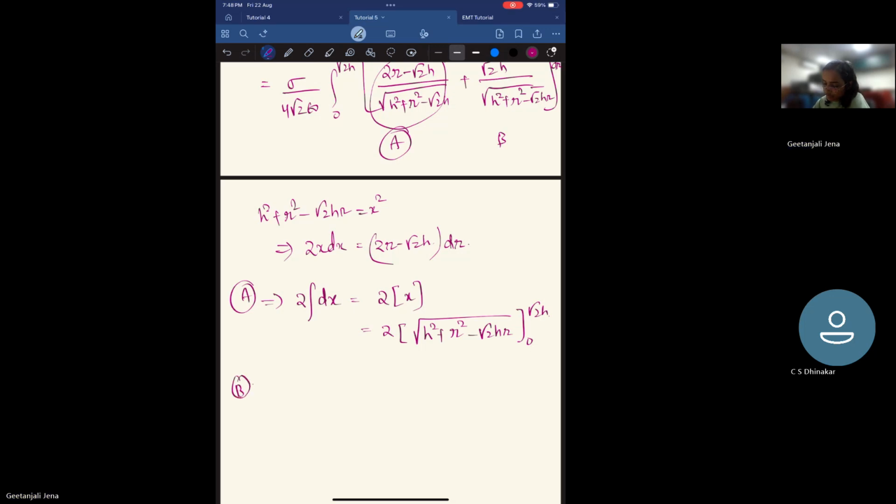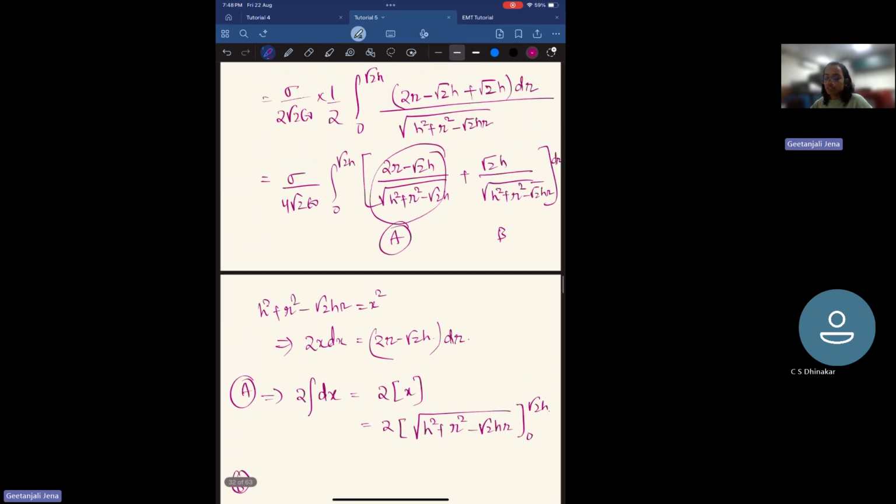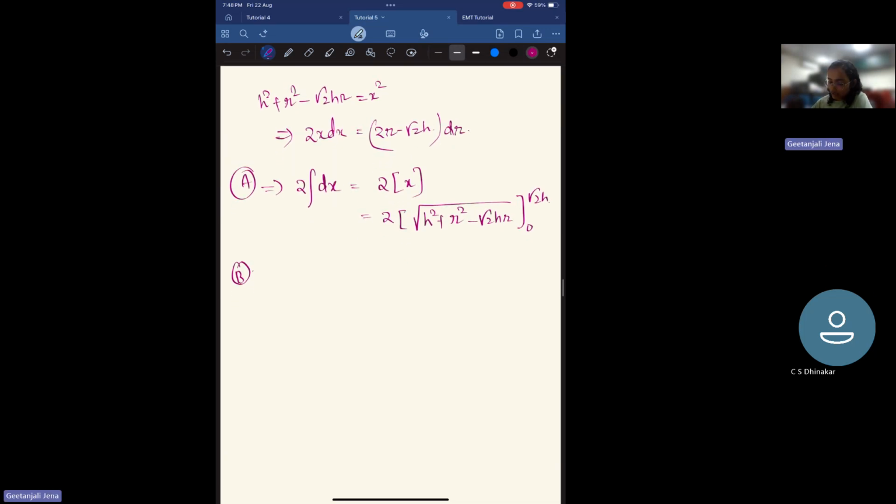For the second part, you can see here root 2h is a constant, and there are some terms of h square plus r square minus root 2hr. But you can make it as a whole square, right? If you add some constant and subtract some constant, you can make it as some constant square. So for this, the second part will be root 2h dr over the square root of h square plus r square minus root 2hr.